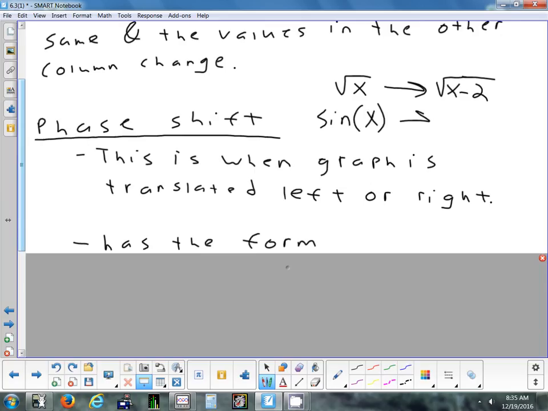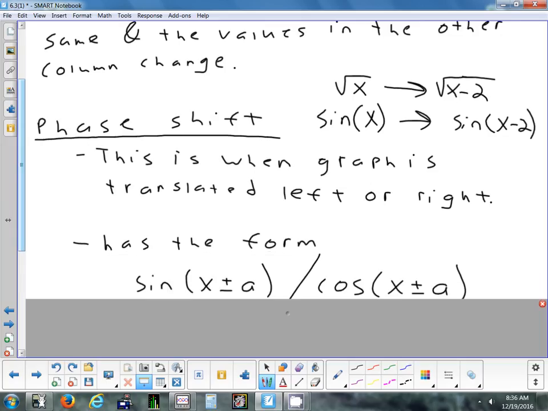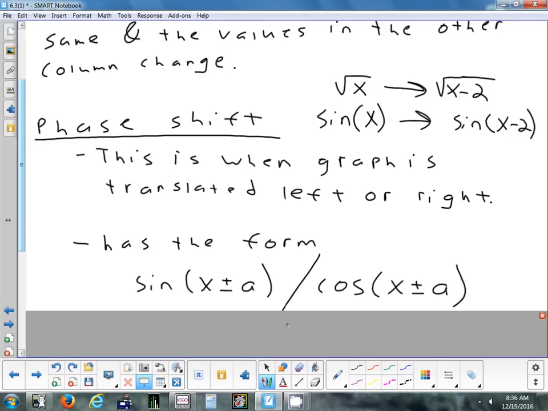Okay, so here's sine of x. How do you think I would translate that 2 units to the right? Yeah. That would translate the graph of sine 2 units to the right. It's exactly the same idea as every other function we've done all year. So a phase shift has the form of sine or cosine, and then you add or subtract a number inside the parentheses. Huge difference if you do it outside. That's totally different.